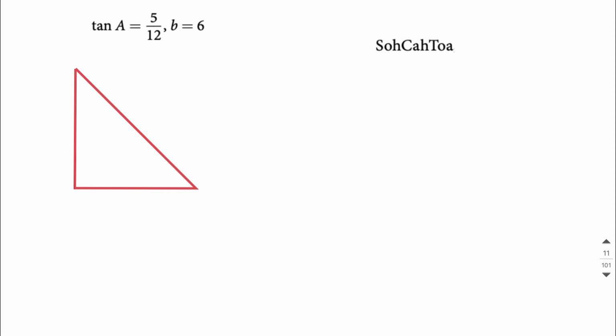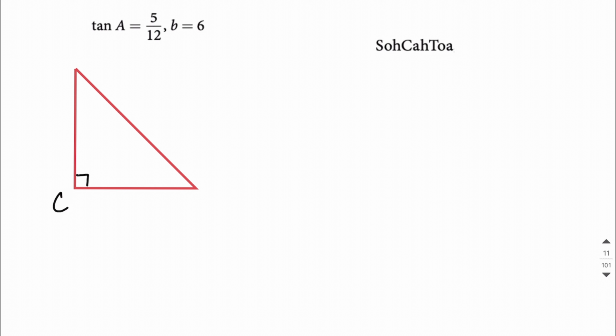Okay, we're given a little bit of information about a triangle. We're given that tangent of an angle A is 5 over 12, and we're given that side length B is 6. So as we get going on this, we want to draw a nice right triangle to begin with. So we're going to make it a right triangle.